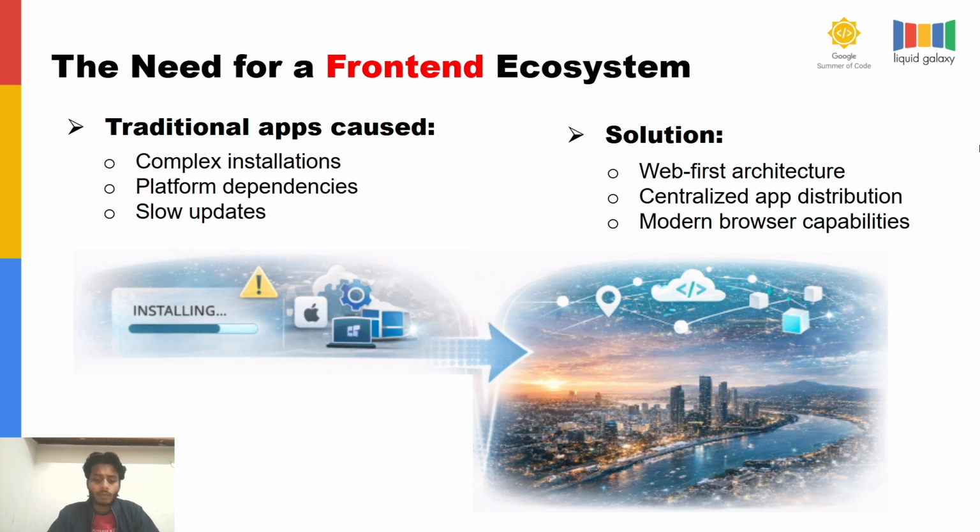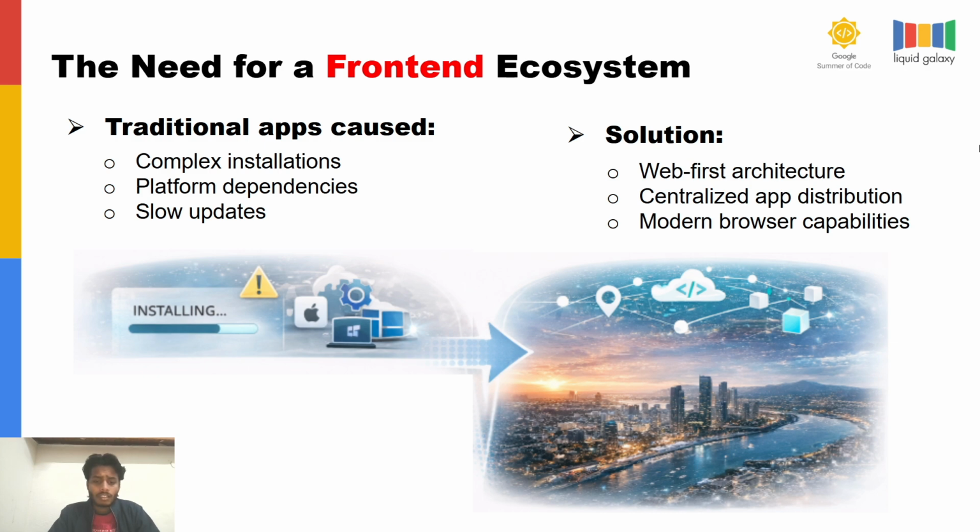The third and most painful issue was slow and manual updates. Imagine you fix a small bug or add a minor feature. You have to rebuild the app, deploy it again, or even update every machine manually. Updating seven or nine machines one by one is simply not scalable. As Liquid Galaxy systems grew in number and complexity, this approach clearly did not work anymore. So, what is the solution? The solution is the web-first architecture.